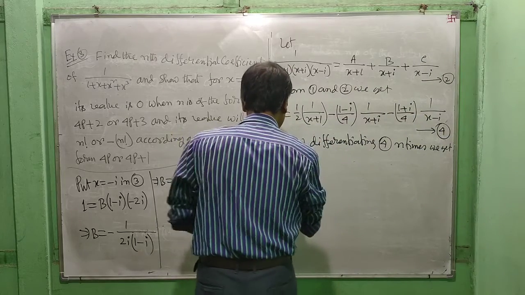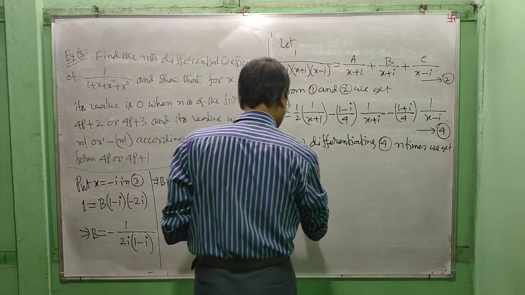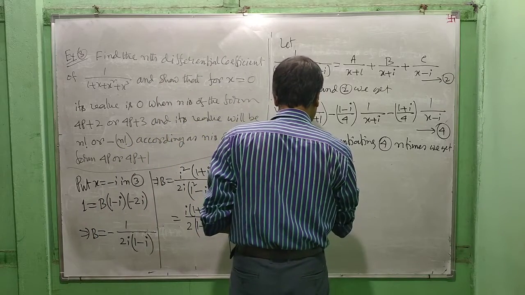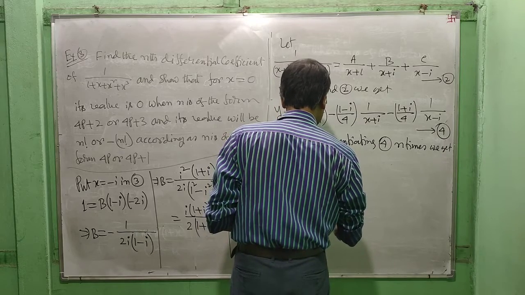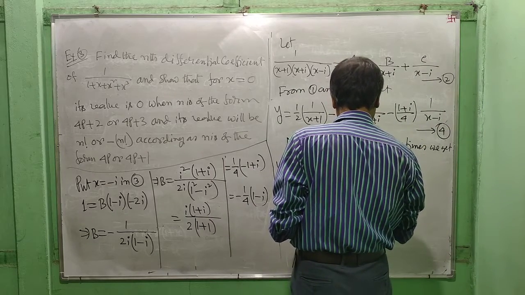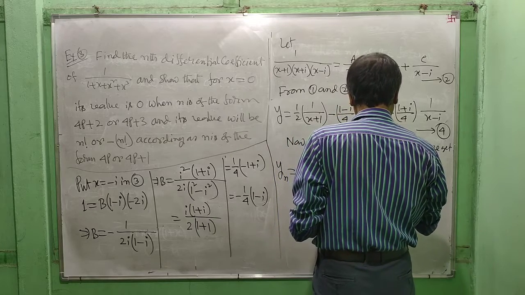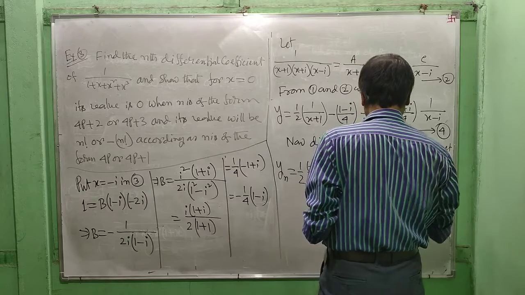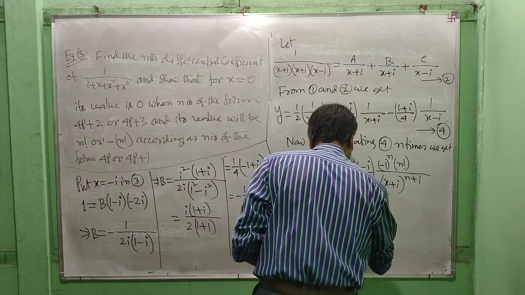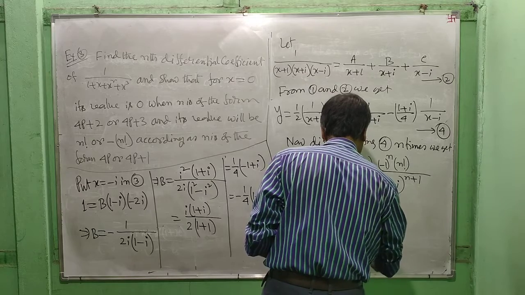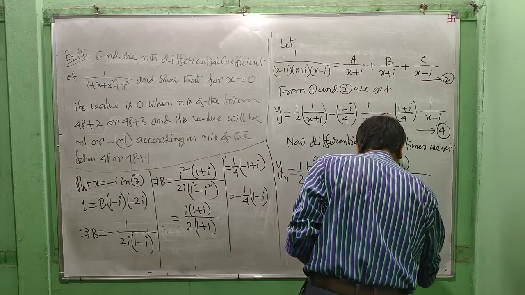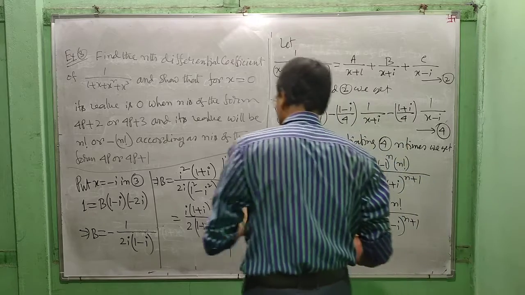n times we get. Why n? This is equal to 1 by 2. What will be the differentiation of this n times? Minus 1 whole to the power n factorial n by x plus 1 whole to the power n plus 1. Am I right? Next, minus 1 minus i divided by 4, minus 1 whole to the power n factorial n divided by x plus i whole to the power n plus 1. Minus 1 plus i divided by 4, minus 1 whole to the power n factorial n divided by x minus i whole to the power n plus 1. You will get this one.